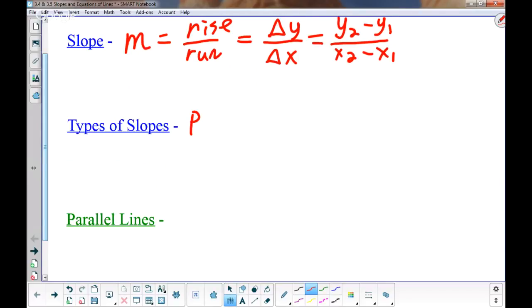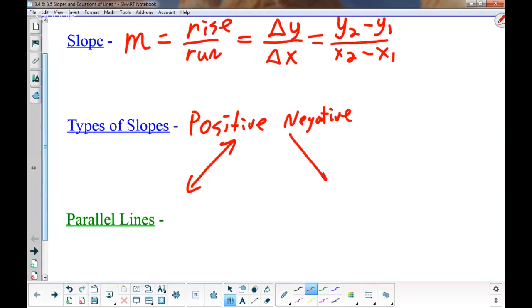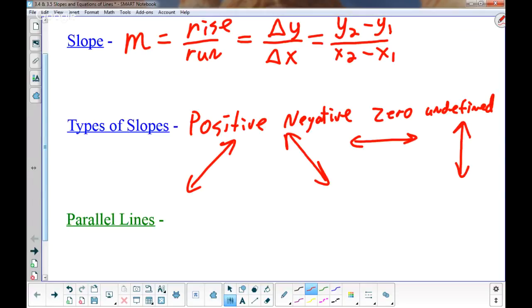We have positive slope, which goes up to the right. We have a negative slope, which goes down to the right as you go from left to right. We have a zero slope, which is our horizontal lines, and we have undefined slope, which is our vertical lines. All right, so hopefully you remember all this from Algebra 1.